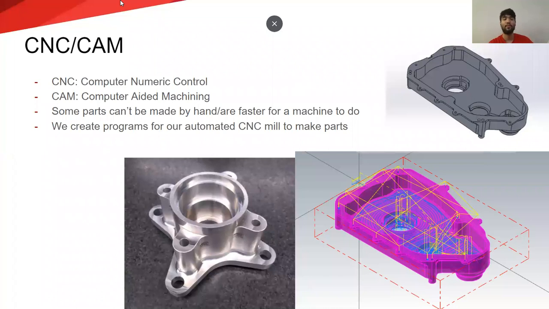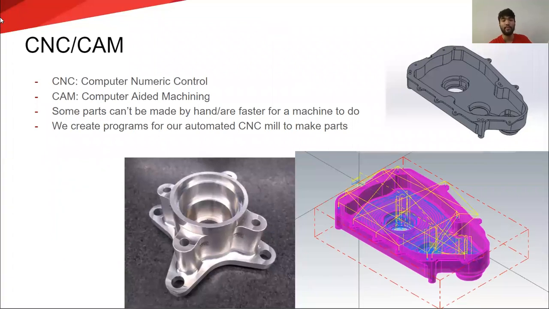Cool. So for CNC and CAM, the CNC and CAM sub-team, we are the ones who create the programs that automated machines run to make complex parts. CNC stands for computer numerical control, and CAM stands for computer-aided machining. Both of these are very important for the automated machining process.